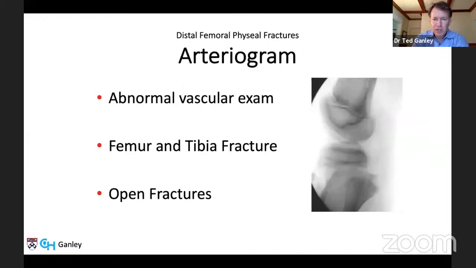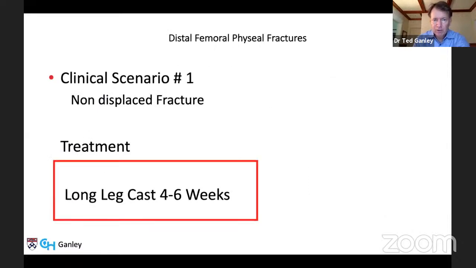Careful neurovascular exam is critical for these patients. So we'll evaluate the vascular exam, and then arteriogram if the vascular exam is abnormal, if there's simultaneous femur and tibia fractures or open fractures. But a high degree of concern for any of these fractures is appropriate.